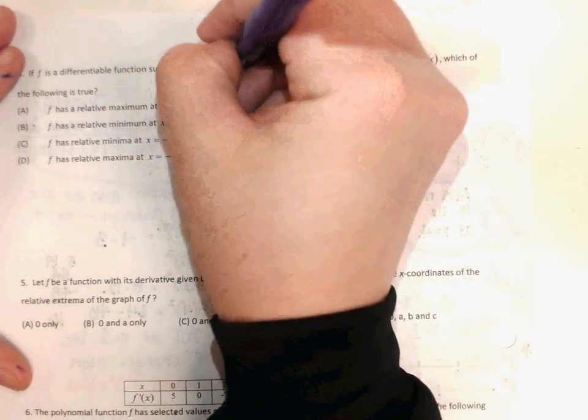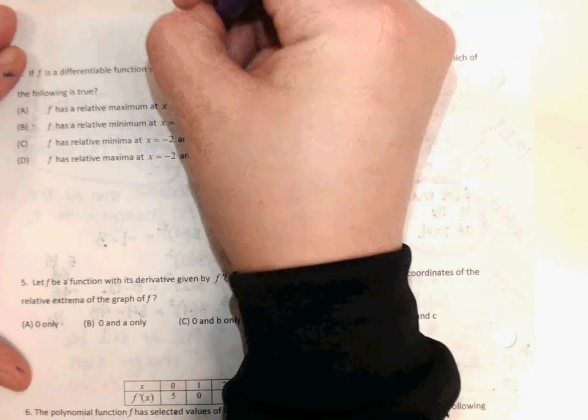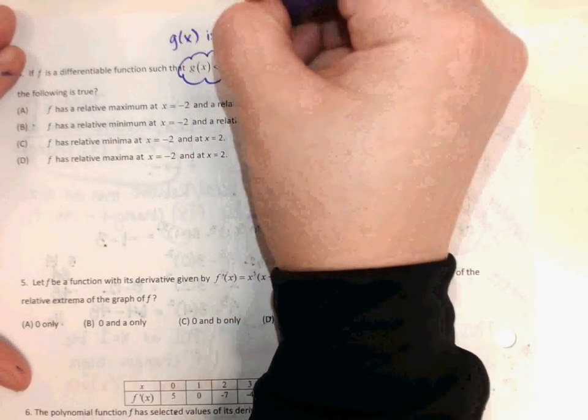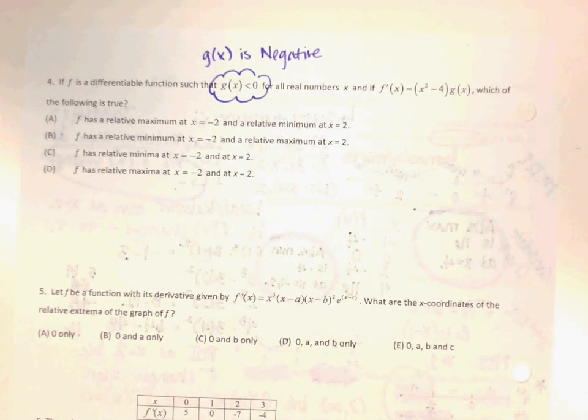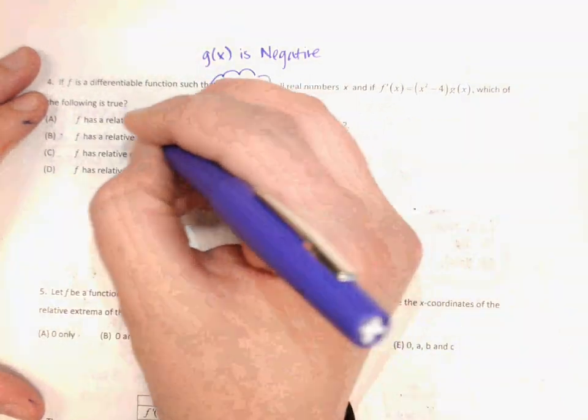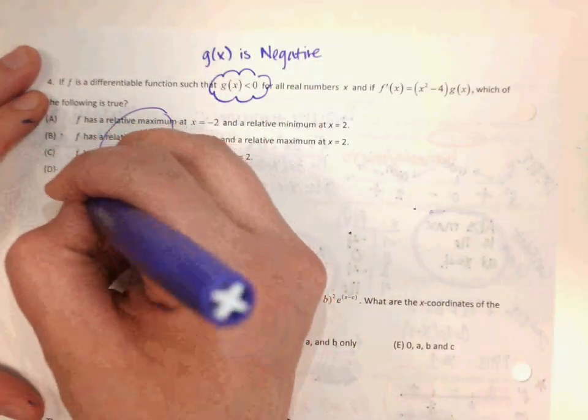This is hard. Okay, look at number 4. Number 4 says, if f is differentiable and g of x is less than 0, does that mean positive or negative? Okay, negative. It tells me g of x is less than 0. That means negative. Okay, then it says, and f prime equals blah, blah, blah. Which of the following is true? Now, look at your answers. Maximum, minimum, minima, maxima. What derivative test are they wanting you to do? Okay, all these numbers mean that I need a first derivative test.